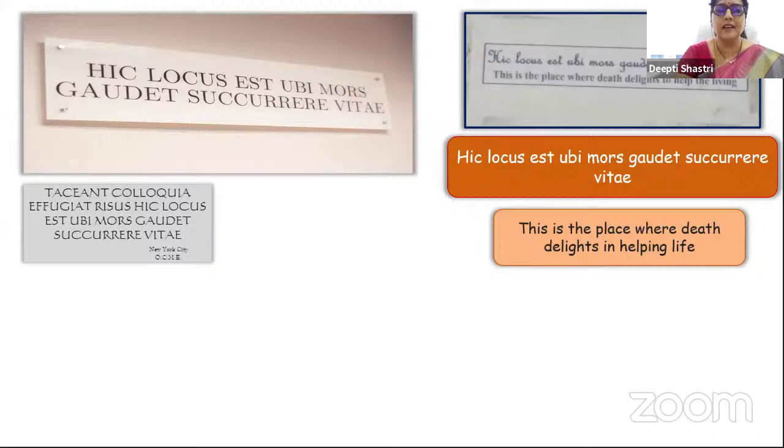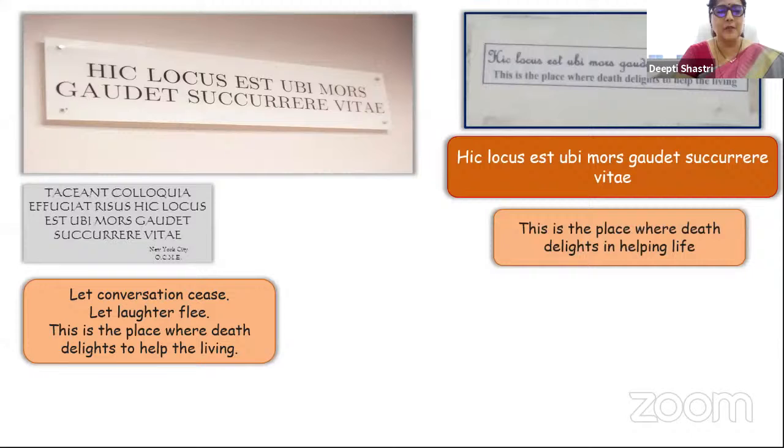There's another very popular placard in dissection halls, which reads Taceant colloquia, effugiat risus, hic locus est ubi mors, gaudet succurrere vitae. Does anyone know the first two sentences? Anybody? You can respond by unmuting yourself. Let idle talk be silenced. You're right, ma'am. It literally means let conversation cease, let laughter flee, and then the rest is the same. This is the place where death delights to help the living.